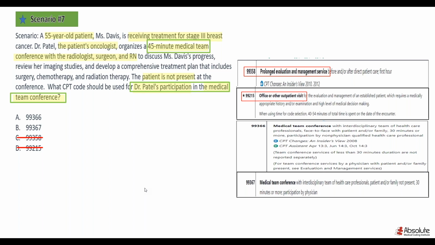And now let's look at options A and B. So a total of 45 minutes of medical team conference participation was there. A total time was 45 minutes. And let me look at what option A is coding for, which is 99366. And coders, my question: why is option A incorrect? For all those who picked option B, why is option A incorrect?